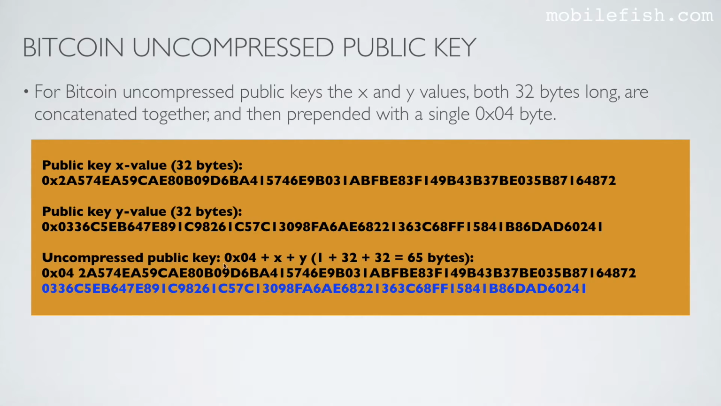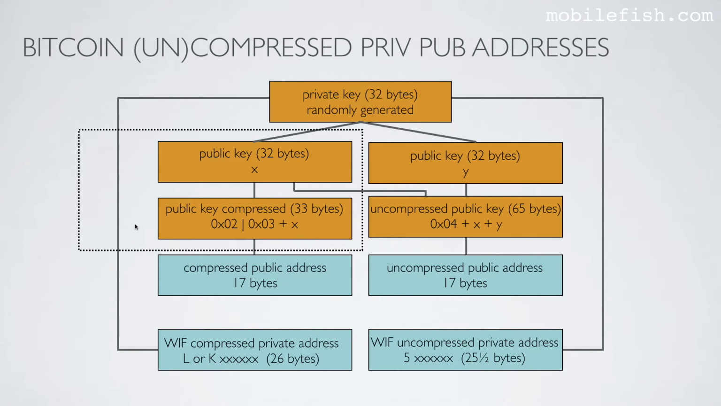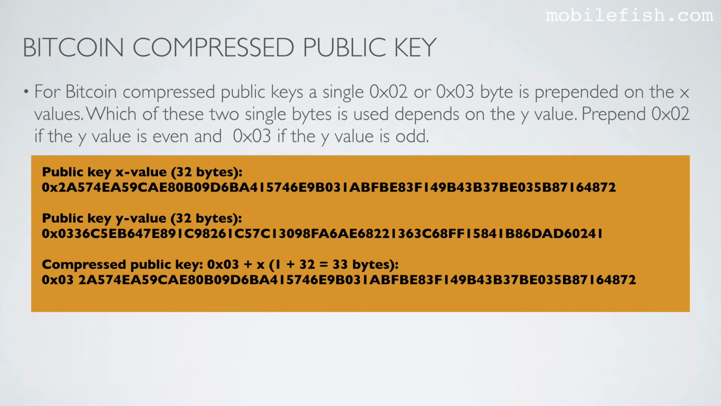The uncompressed public key size is in total 65 bytes. In the following slide, I will show you an example of a compressed public key. According to this drawing, the compressed public key consists of the X value prepended by a single byte with the value 2 or 3. For Bitcoin compressed public keys, a single hex value 2 or a single hex value 3 byte is prepended on the X values.